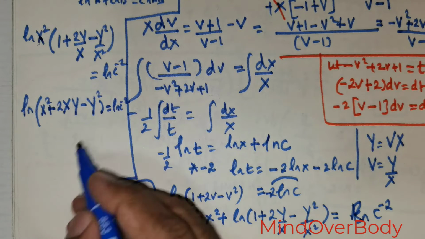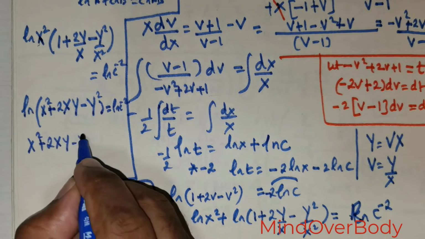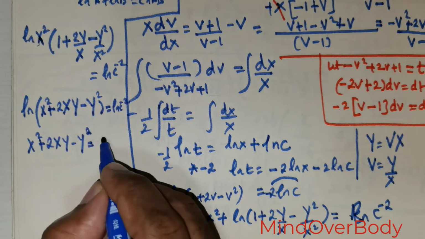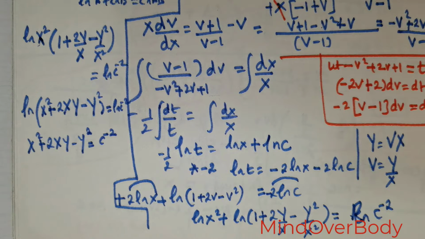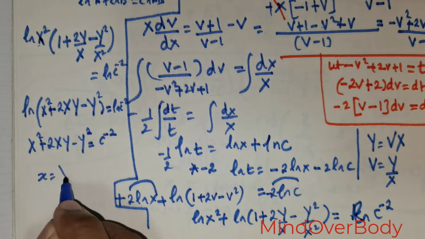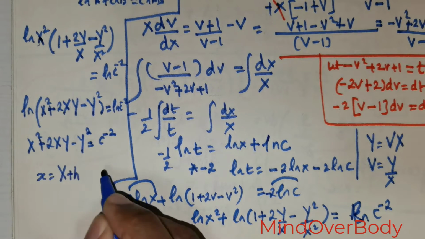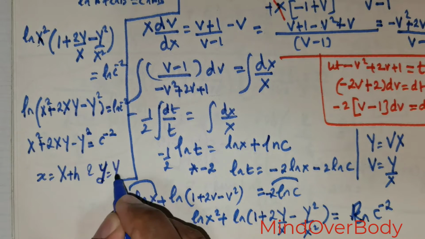Now I can drop log both sides, so that would mean I get x squared positive 2 times xy negative y squared is equal to c raised to the power of negative 2, or that's fine, it's not going to impact us in any way. Now the much important point is we will have to make the substitution. So what is the substitution we started with? We started with the substitution that x is equal to capital X positive h and y is equal to capital Y positive k.